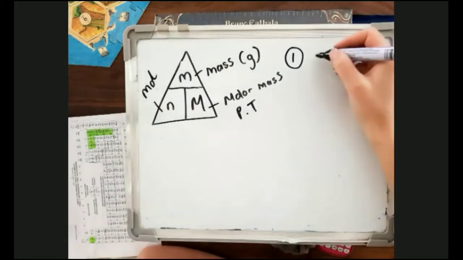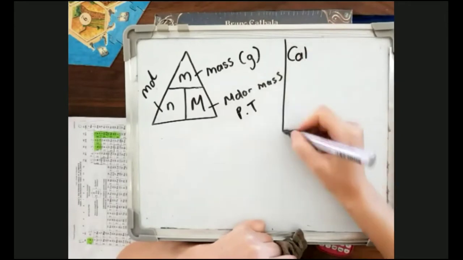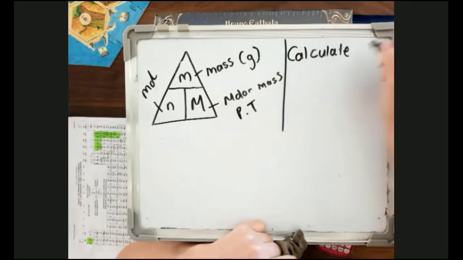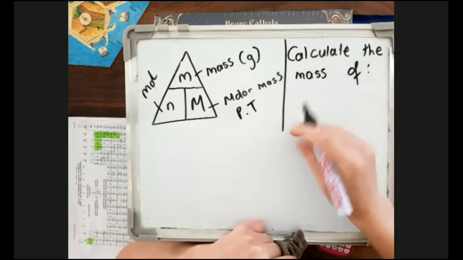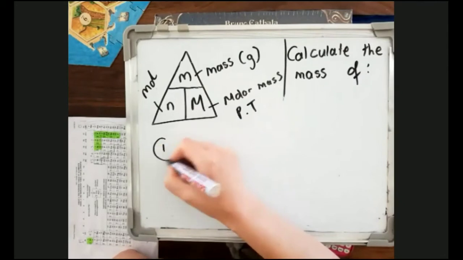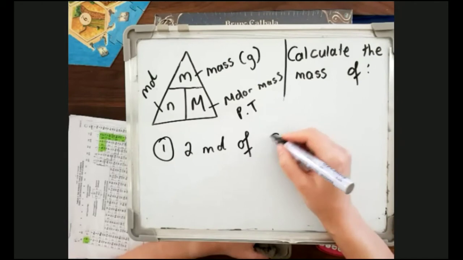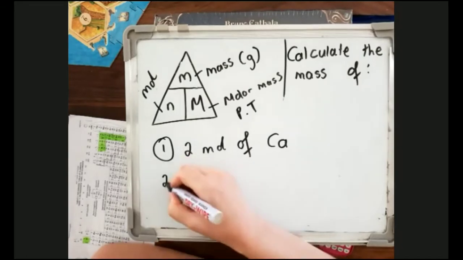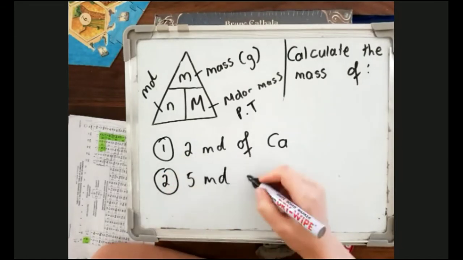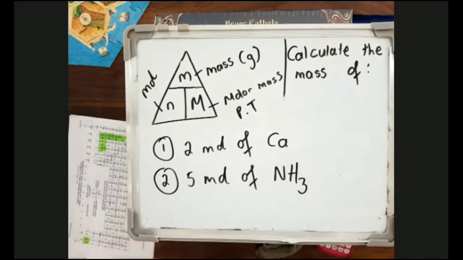So let's work out the mass. Okay, so the question is calculate the mass of the following. So let's say that you have 2 mole of, say, calcium, and you have to work out the mass of 2 moles of calcium. Okay, I'll give you guys a minute to do that. So I'll just add another one. If you had 5 mole of, let's make it NH3, let's make it something different.